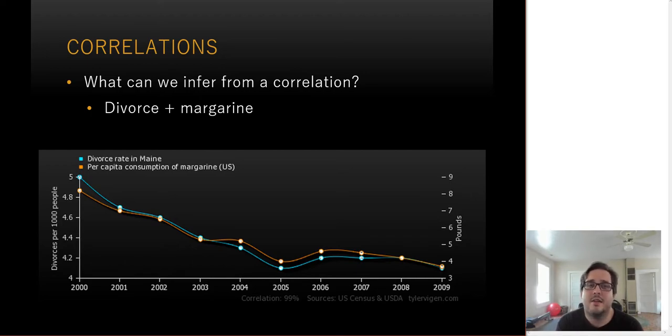Anyway, if you look at the rates of divorce within Maine, so this data was taken from Maine, the state of Maine.